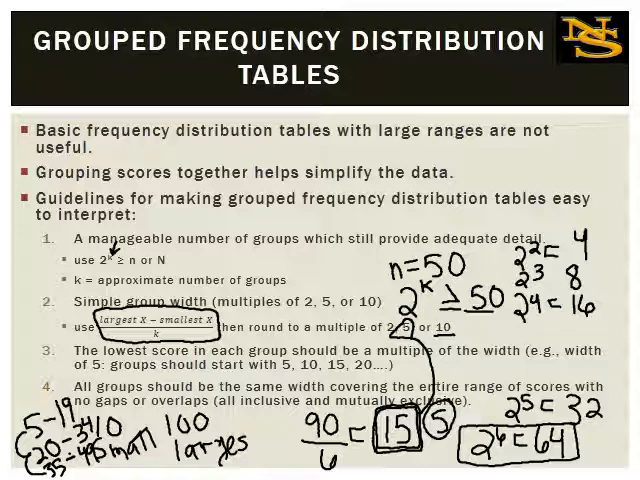Also, you should have all groups be the same width, covering the entire range of scores with no gaps or overlaps. So if you see here, this does not say 35. It says 34 because 35 is here. So you have to have mutually exclusive groups. Because if this said 35 and this said 35, if somebody had a score of 35, they'd be counted twice. You don't want that to happen. So just make sure that you familiarize yourself with kind of the criteria for a solid grouped frequency distribution table. So when I show you how to do it in Excel, it'll make a lot of sense.